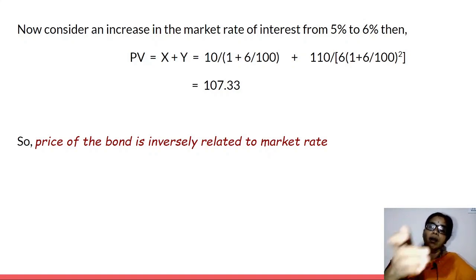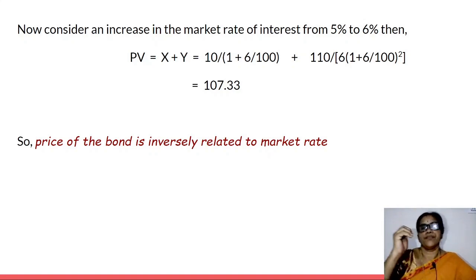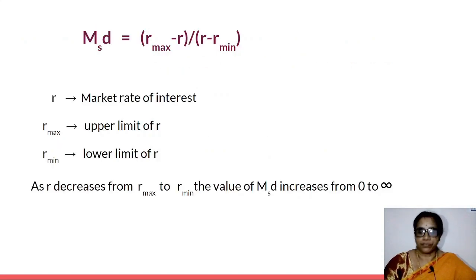So here 107.33 rupees should be deposited in the bank to get a return of rupees 10 plus the principal amount after 2 years. So here we understand that when the price of the bond increases, the market rate of interest decreases. So the price of the bond is inversely related to the market rate.